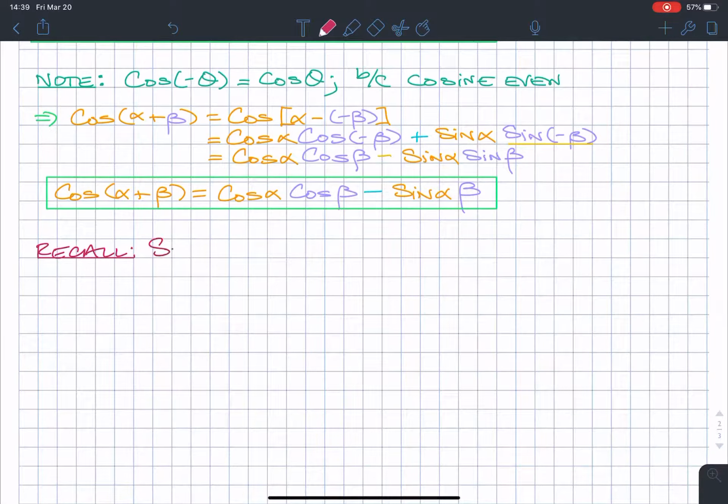That sine of theta is actually cosine of pi over 2 minus theta. We got that from section 5.1. And we also know that cosine of theta is sine of pi over 2 minus theta.